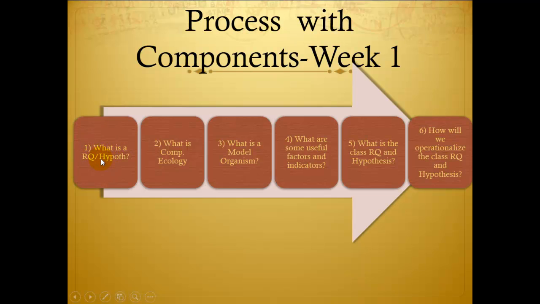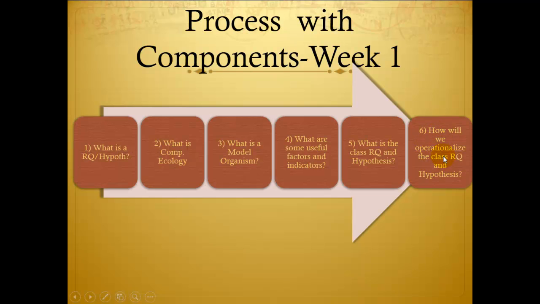We're going to ask, what is a research question and a hypothesis? Just come up with a consensus definition so we're all on the same page. Then you're going to ask what competition ecology is. Get everybody on the same page. We're then going to ask what's a model organism. Get everybody on the same page. Ask what are some useful factors, those variables, and indicators of those variables. Get everybody on the same page. And then we're going to start plugging that into a research question and a hypothesis. And again, we're going to get everybody on board in your class.